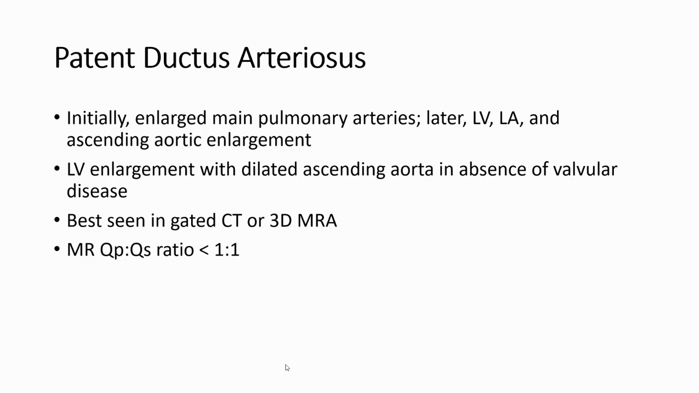Another cause of an enlarged left ventricle is PDA. Initially there is an enlarged main pulmonary artery, and later the left ventricle, left atrium, and ascending aorta enlarge. Left ventricle enlargement with the related ascending aorta in the absence of valvular disease, but seen in gated CT or CTA, suggests PDA.